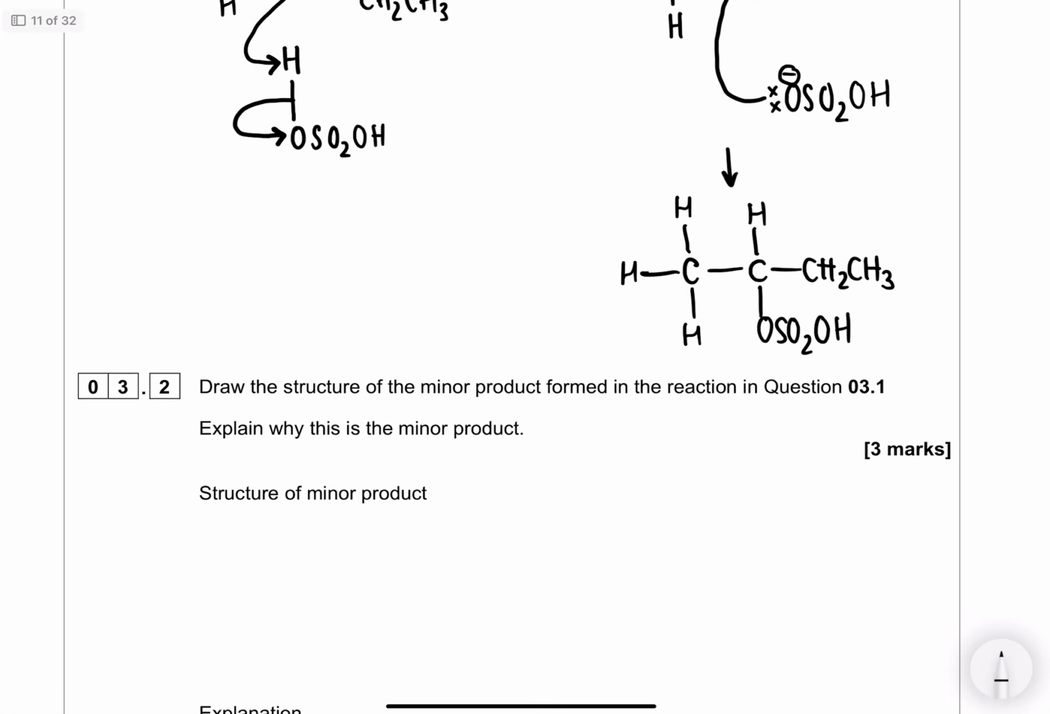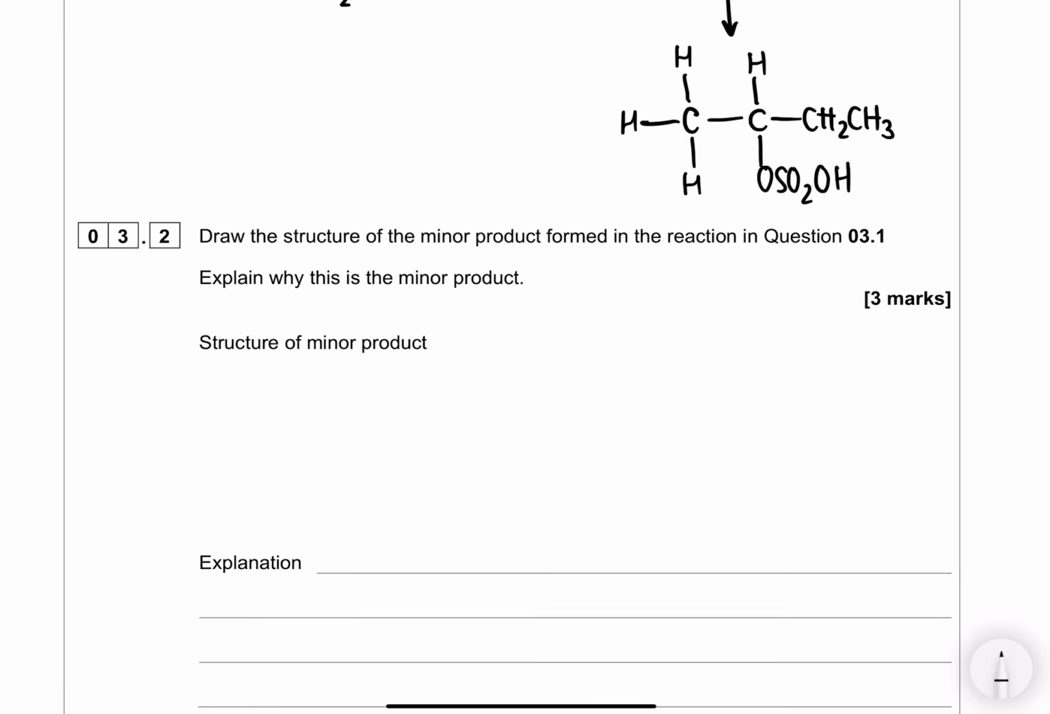And it says draw the structure of the minor product. So when we got to this point where we'd spread everything out of the way, this time, instead of putting the hydrogen on the left carbon, we're going to put it on the right, which means our group, our O, and I'm just going to draw a bond here to keep the atoms away from each other, to our SO2OH. And it says explain why this is the minor product.